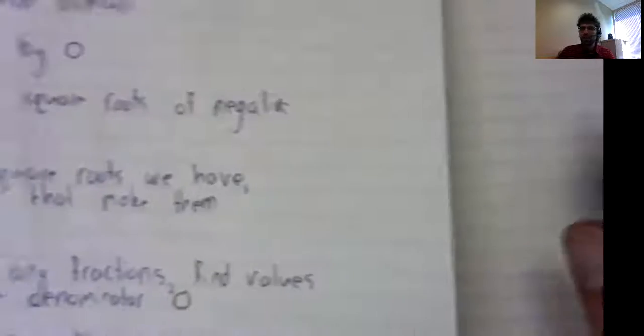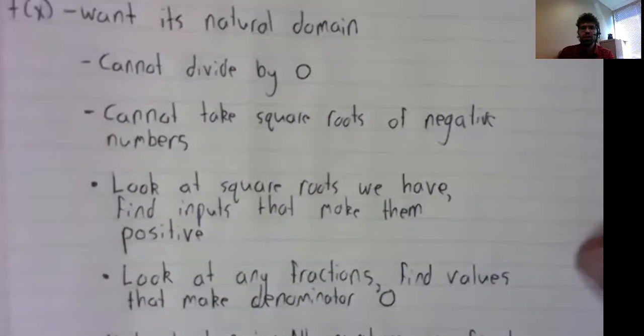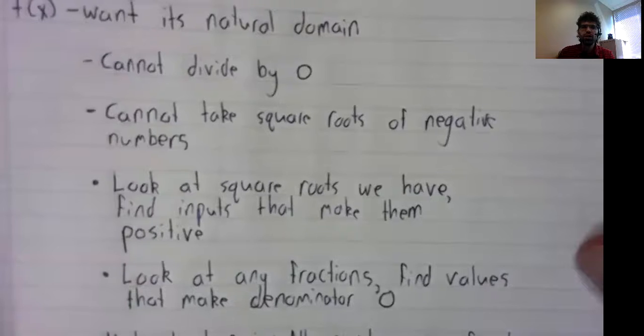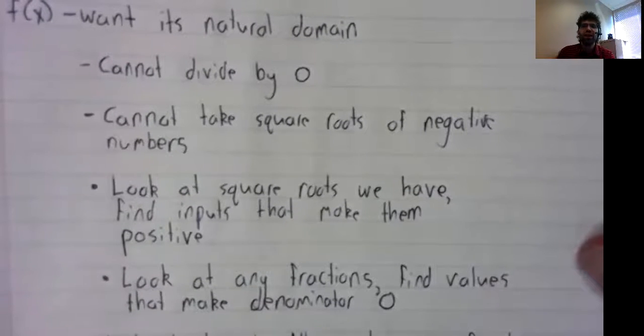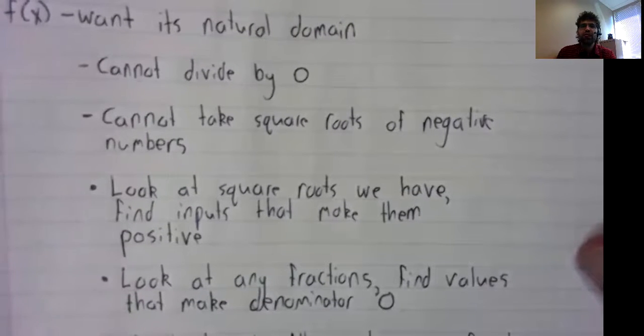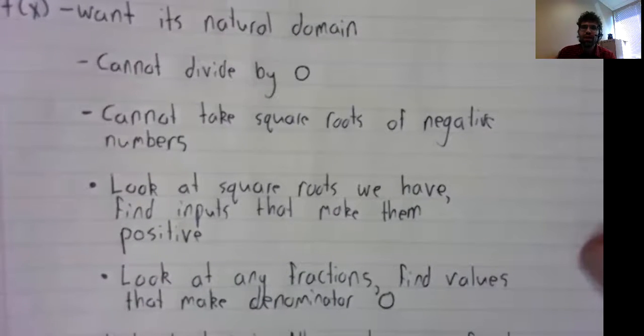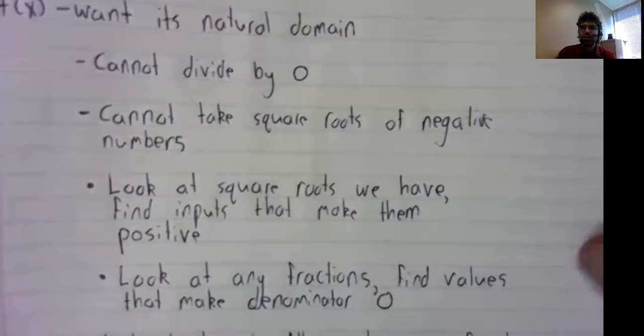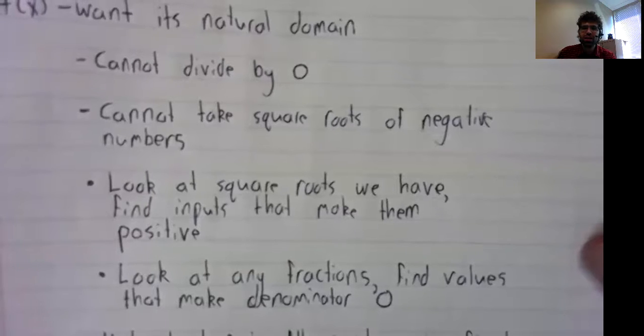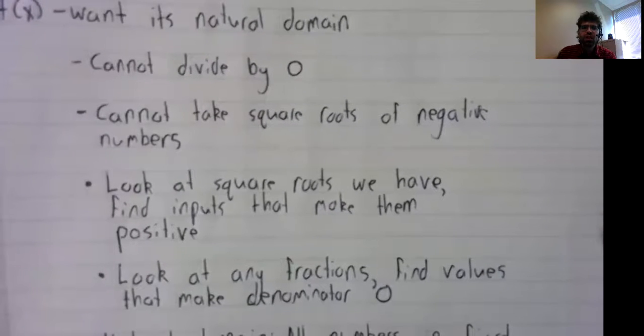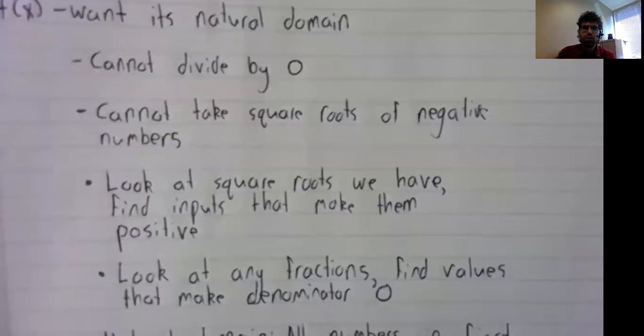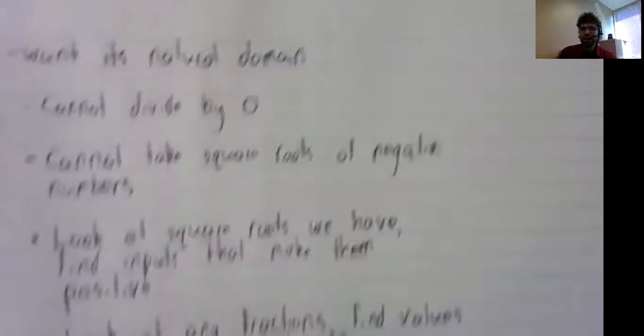And when people have trouble with the natural domain, it's because they do not follow these steps. And I guess that's sort of trivially true for any mathematical problem. If you get the wrong answer, you followed some step incorrectly. But I feel like it's especially true of the natural domain.